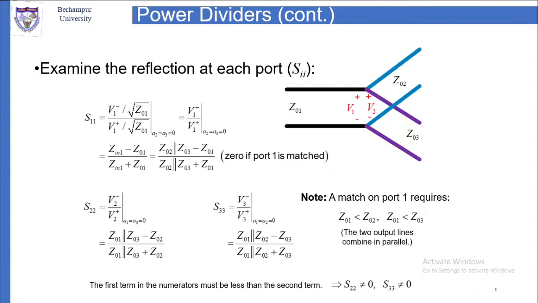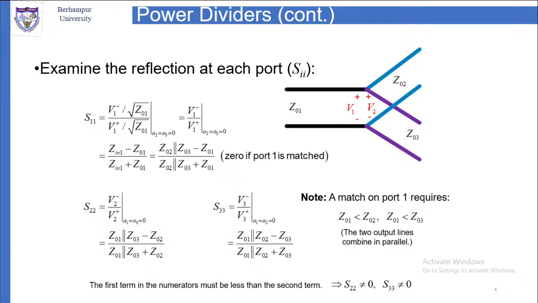Now, when we have a matching at port 1, that will require that Z01 should be less than Z02 and Z03. Because the two lines Z02 and Z03 are combining in parallel, if Z02 or Z03 will be greater than Z01, then there will be no matching. So they have to be less than that. So Z01 is less than Z02 and Z03.